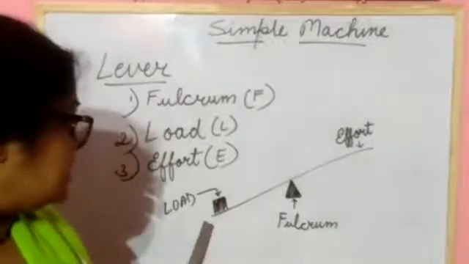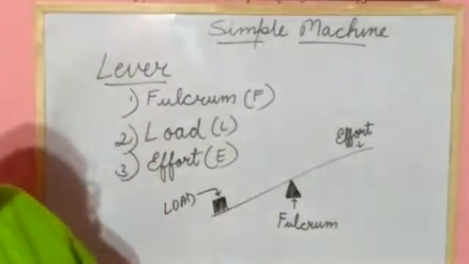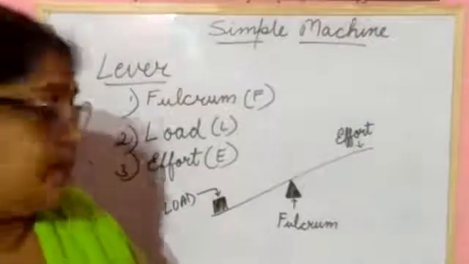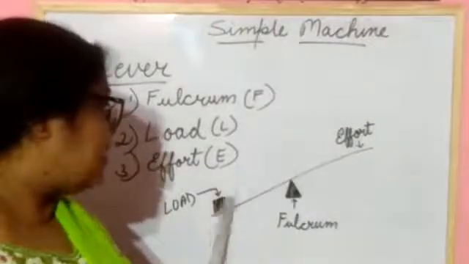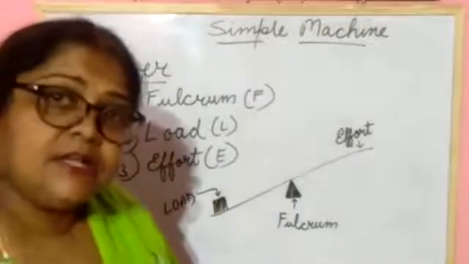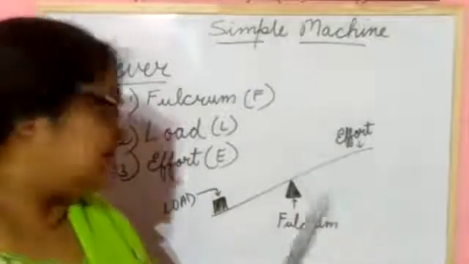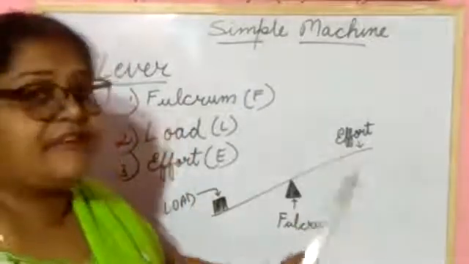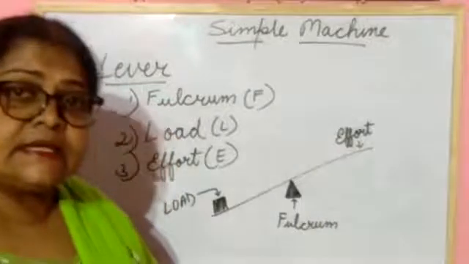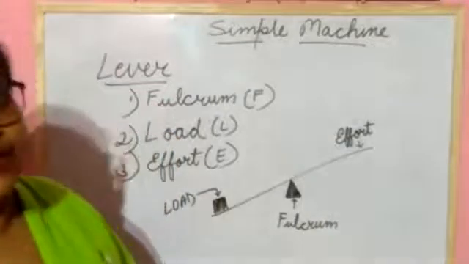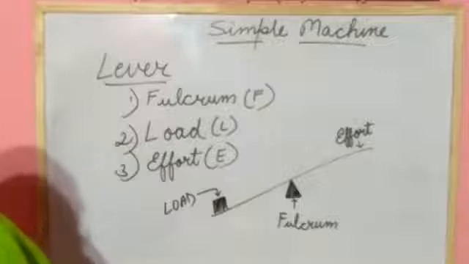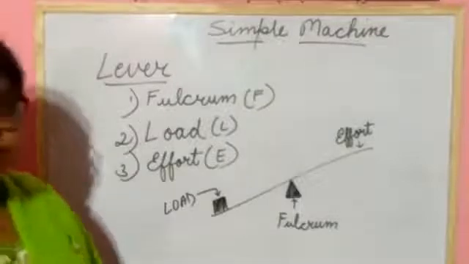Next point is the load arm. What is the load arm? The distance between the fulcrum and the load is known as the load arm. And the next one is the effort arm. The distance between the fulcrum and the effort is known as the effort arm. Is it clear?